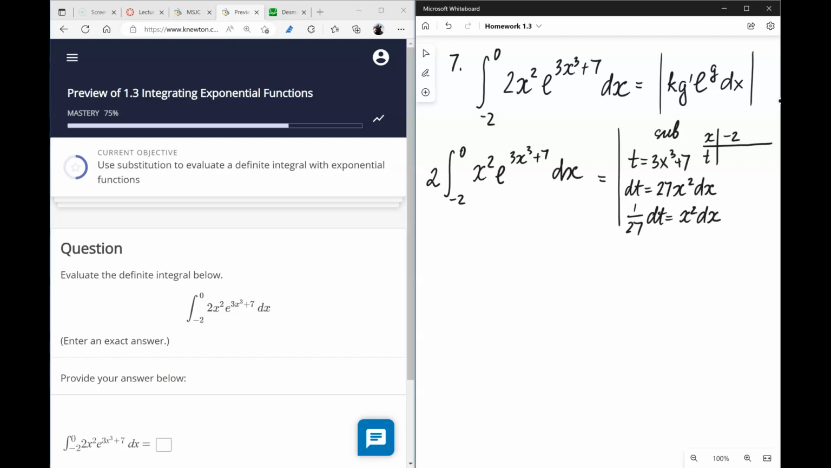So when x is -2, t is equal to -8 times 3 is -24, plus 17 is -17. And when x is equal to 0, t is 7. So the new integral is from -17 to 7. We have 1/27 e to the t dt.